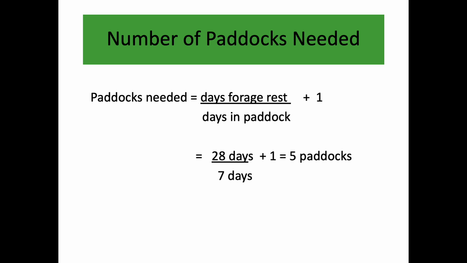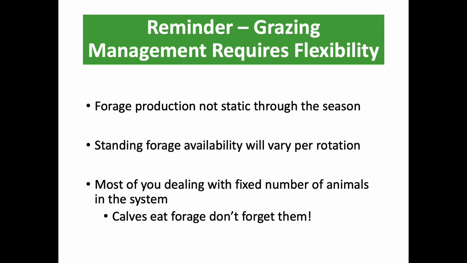So 28 days is our target rest in this example. We're going to do once weekly moves. So 28 over 7, and then 1 extra. So plus 1, that gets you 5 paddocks. To get that 28 days of rest with once weekly moves, we need to plan a system that's got 5 paddocks, okay? And you can adjust that and make that much more intensive. Probably doesn't get a whole lot more simple than that, but there we go.